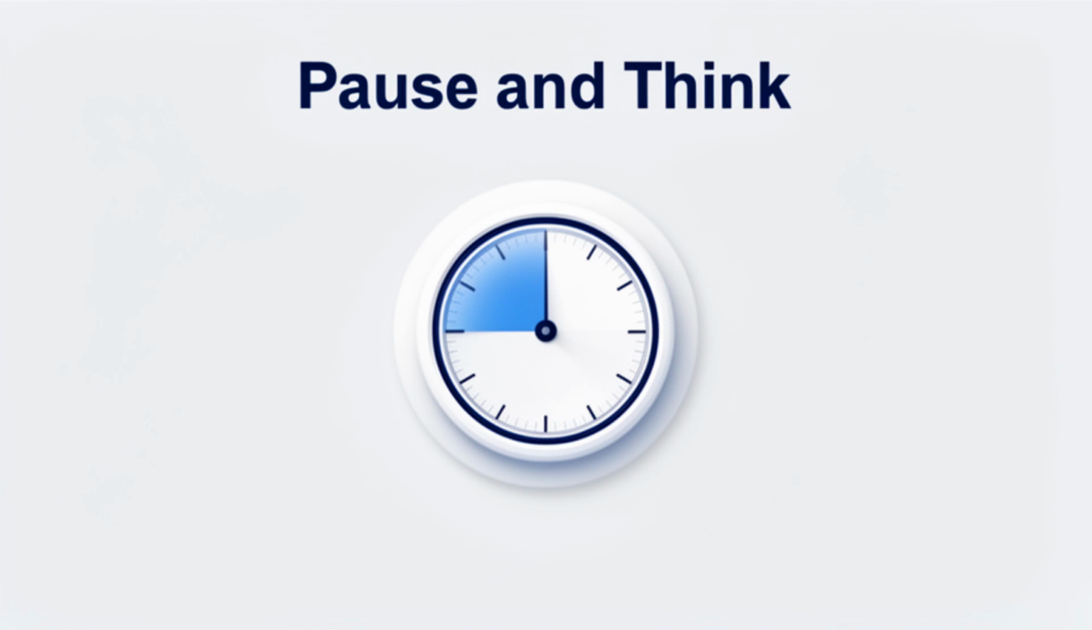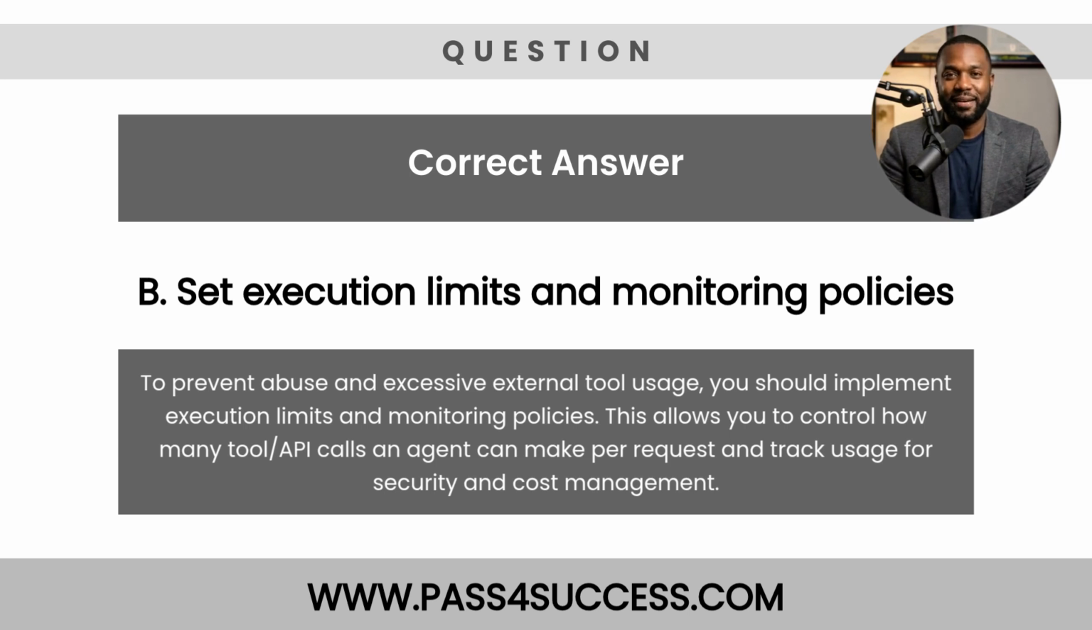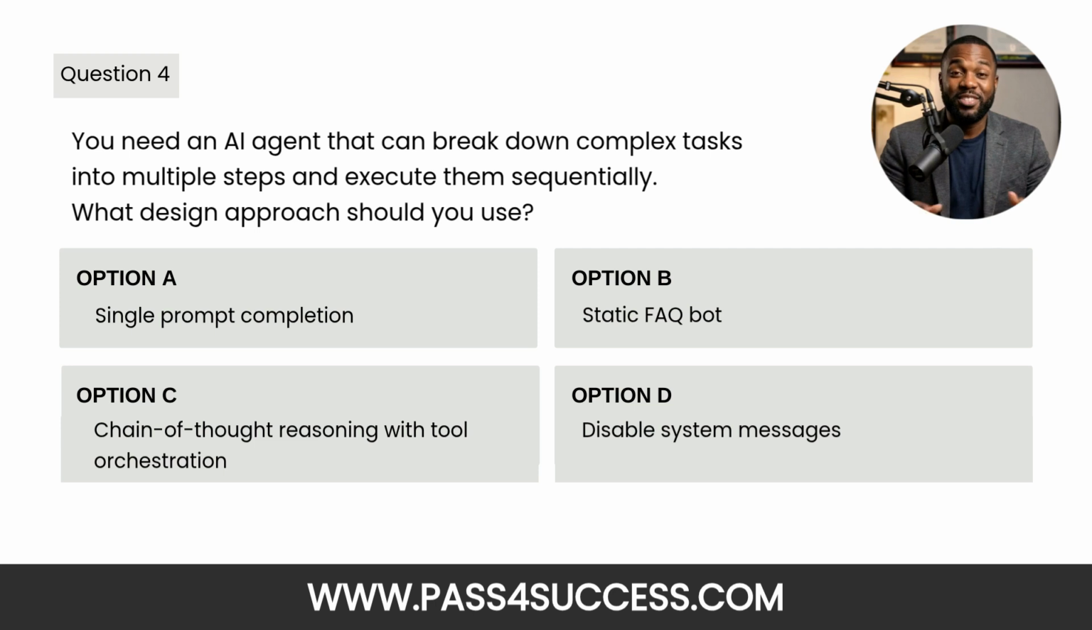Think about it. Correct answer, B. Set execution limits and monitoring policies. Explanation. To prevent abuse and excessive external tool usage, you should implement execution limits and monitoring policies. This allows you to control how many tool API calls an agent can make per request and track usage for security and cost management.